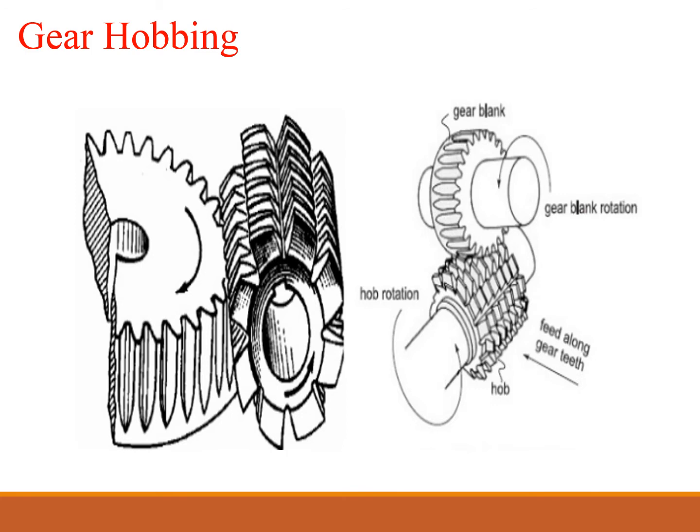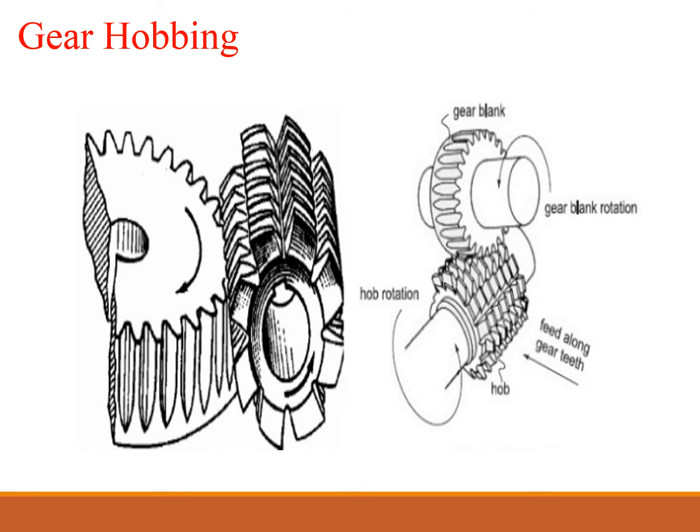Hob teeth are shaped to match the tooth shape and space, and interrupted with grooves to provide cutting surfaces. It rotates about an axis normal to that of the gear blank, cutting into the rotating blank to generate the teeth.